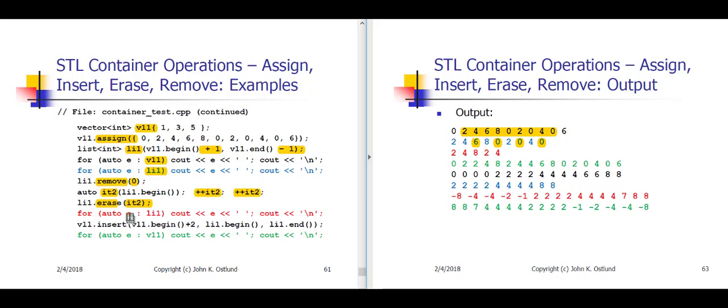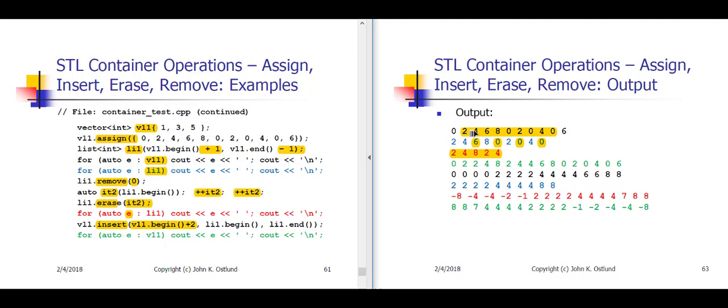And so now, in this red range for loop, when I display the contents of li1, I'm going to just have 2, 4, 8, 2, 4. That is, the 3 zeros were removed by the remove member function, and the 6 was removed by the erase member function after I had started my iterator at the beginning and incremented forward 2 times. The next thing I'm doing here is I'm inserting into v11, starting at the location v11.begin plus 2, that is, v11 contains 0, 2, 4, 6, 8.